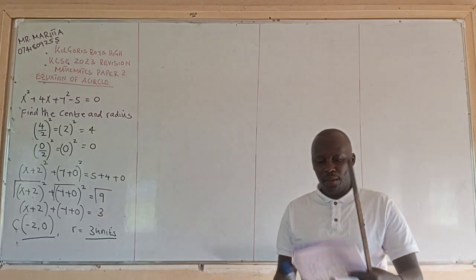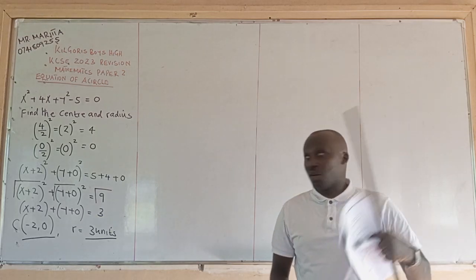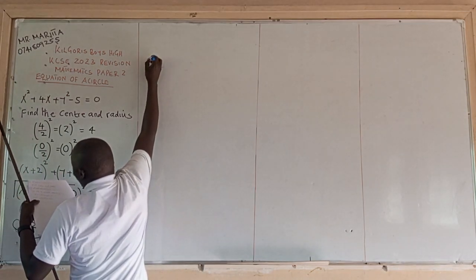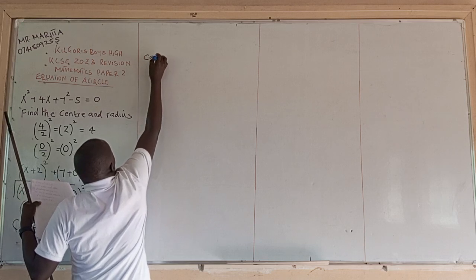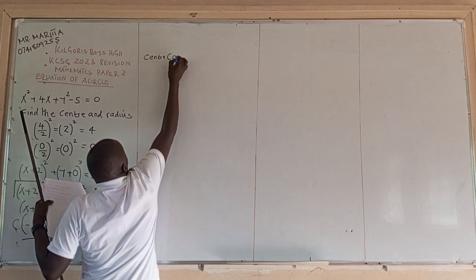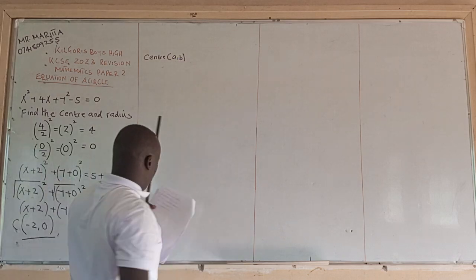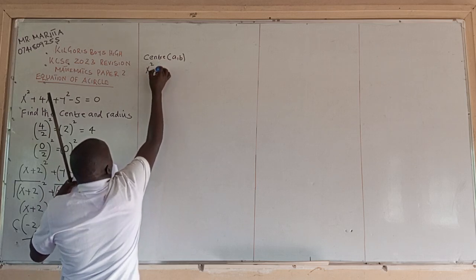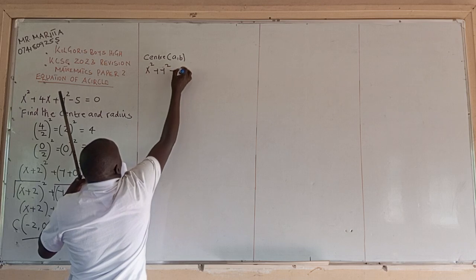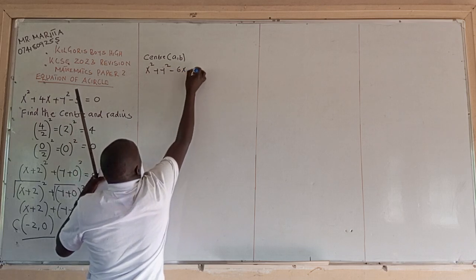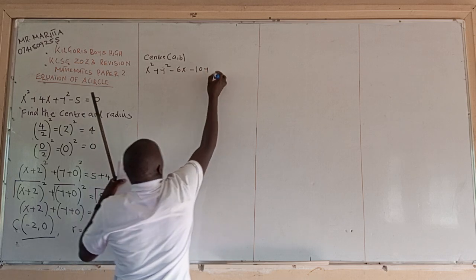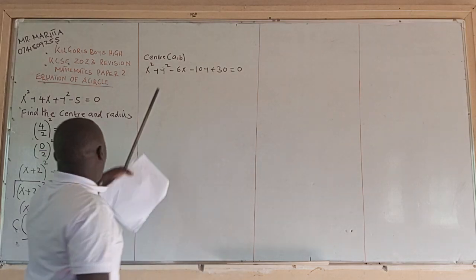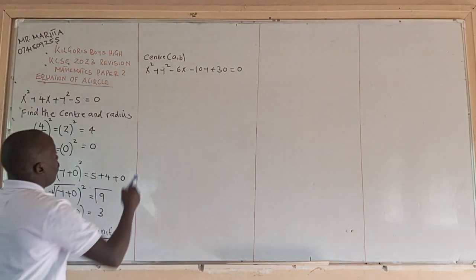We look at another question. We have been given the equation of a circle with center A, comma P, which is given as x squared plus y squared minus 6x minus 10y plus 30 equals 0. We have been told to find the values of A and P.